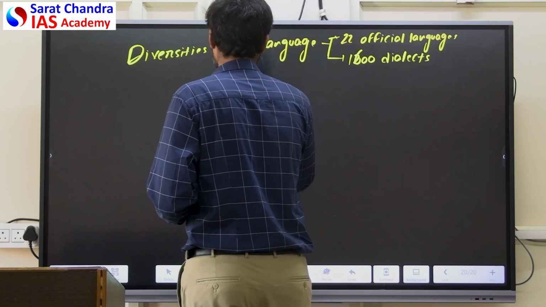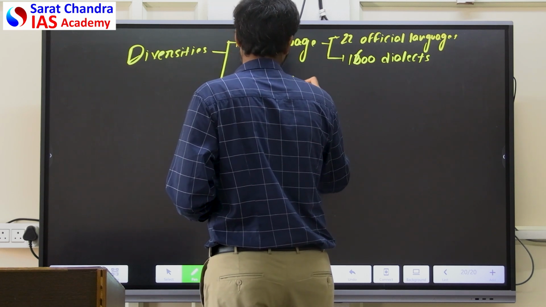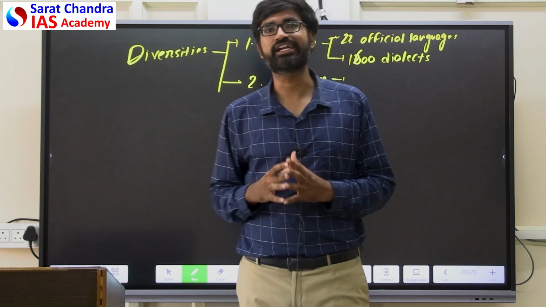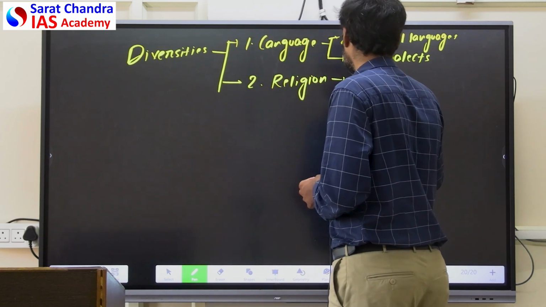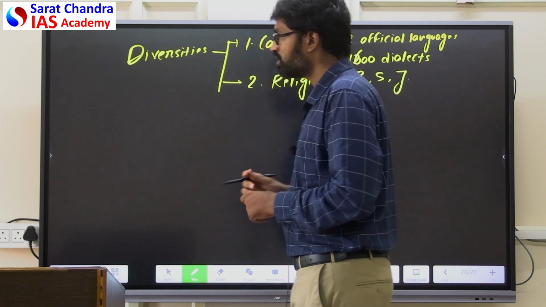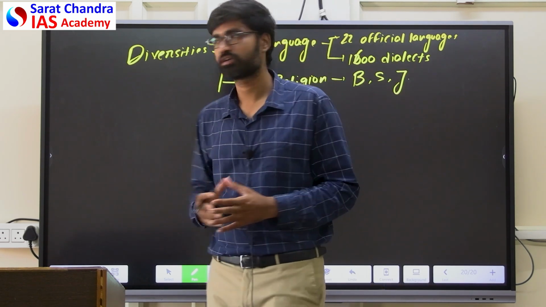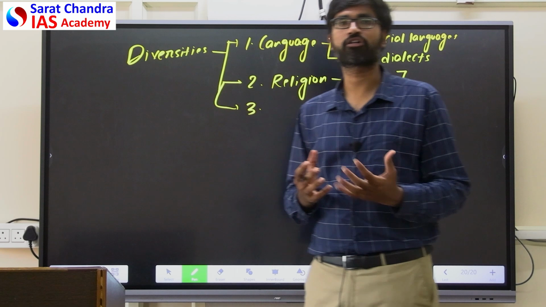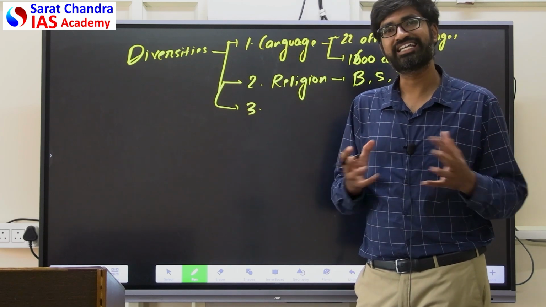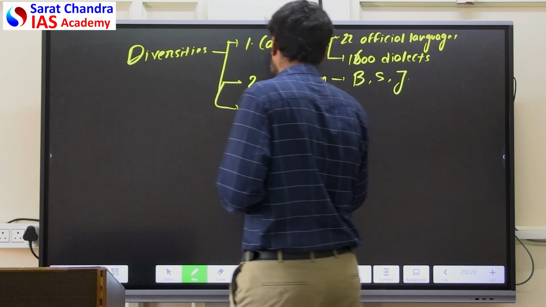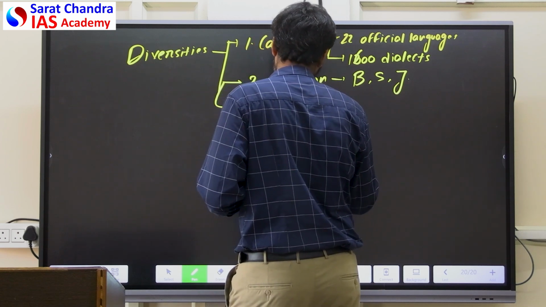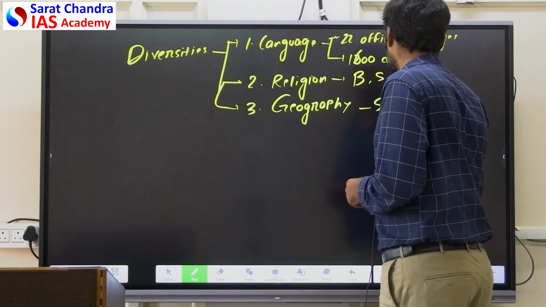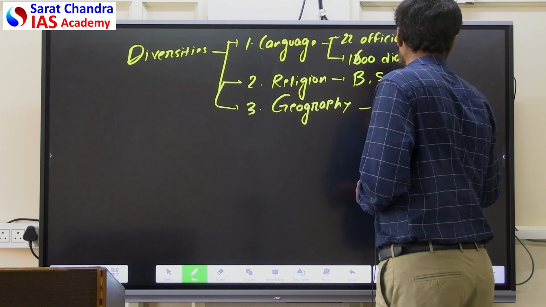Then second, we have the religious diversity. There are a few religions which originated in India, like Buddhism, Sikhism, Jainism. That's how diverse India is in terms of religion. Then third, we talk about the geography. Geography is diverse in India, which shapes the culture. Here the third diversity is geographical diversity, which shapes the culture of India.